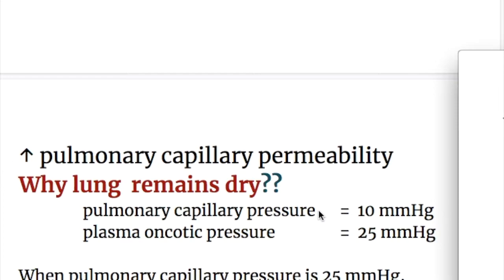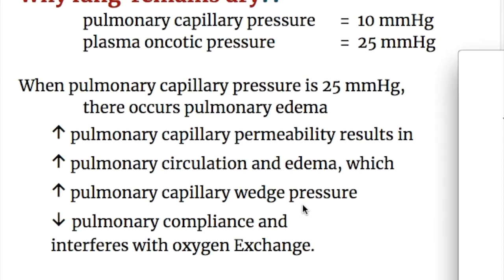Normally, the lung remains dry. Why do the lungs normally remain dry? The pulmonary capillary pressure is 10 millimeters of mercury and plasma oncotic pressure is 25 millimeters of mercury. The plasma oncotic pressure tries to keep the fluid in the blood vessel, and the pulmonary capillary or hydrostatic pressure tries to pull it out of the capillaries into the interstitial space. When pulmonary capillary pressure, which is normally 10 millimeters of mercury, goes up to 25 millimeters of mercury, it causes pulmonary edema.